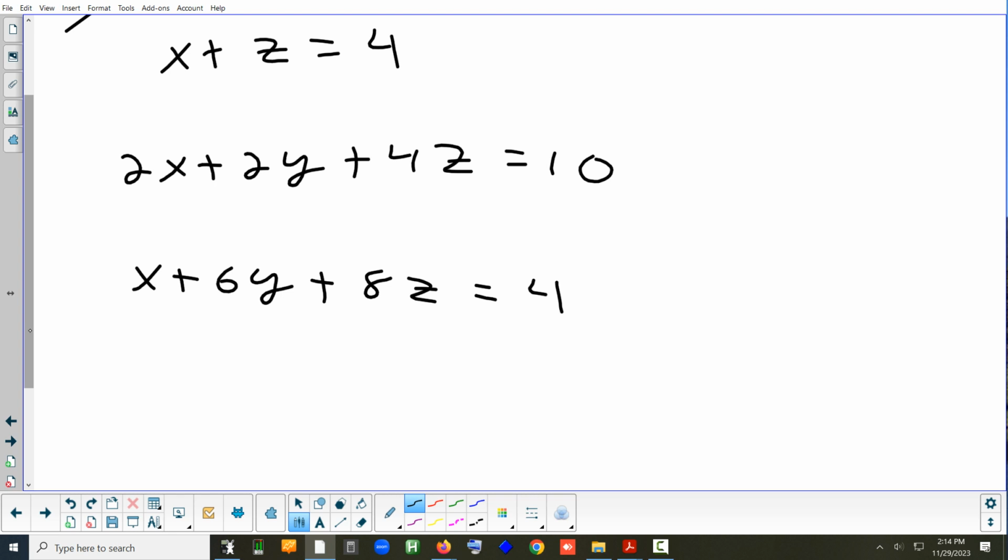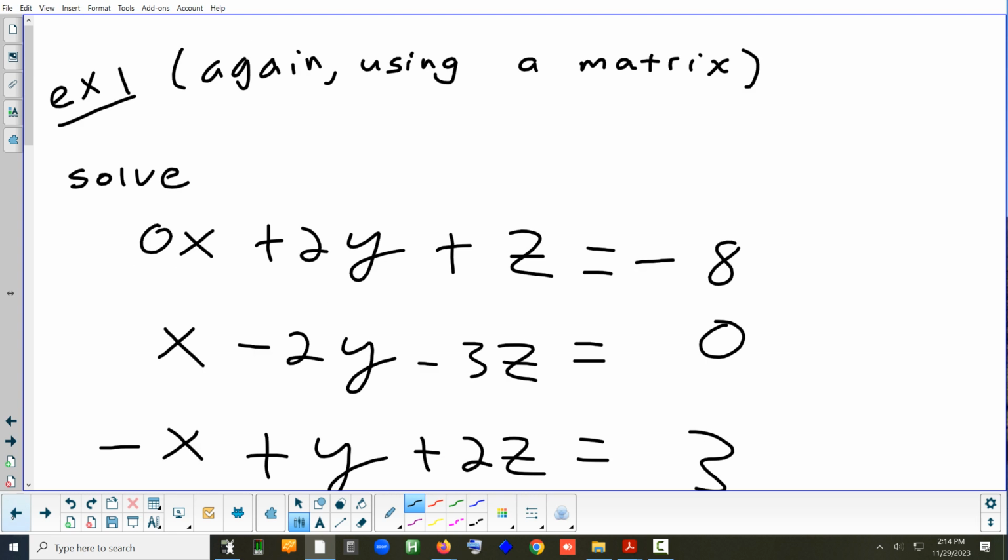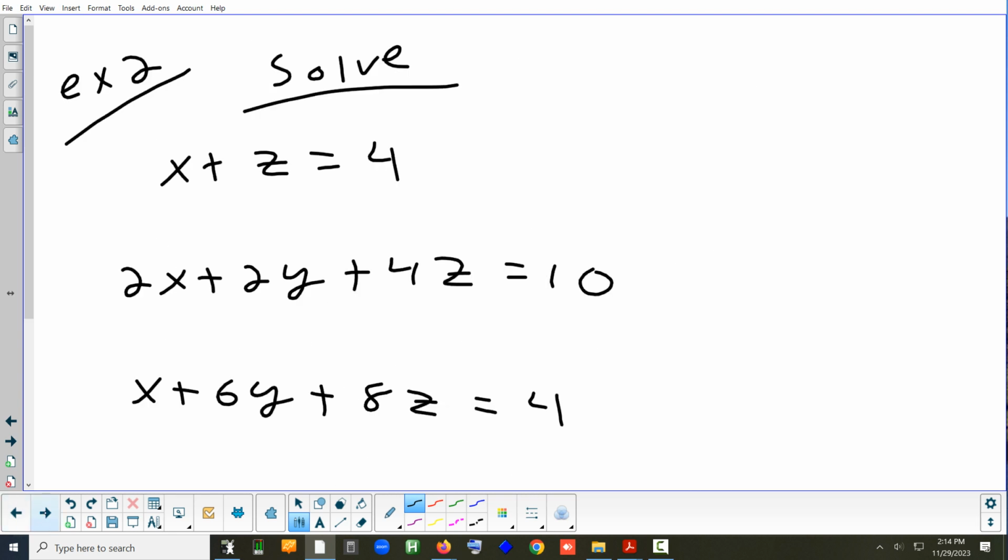And what number do we want to get right away in the upper left? A 1. In the top equation, what's the number in front of x? It's 1. So we already have a 1. We do not have to do that row swap this time. It's already in the right spot.